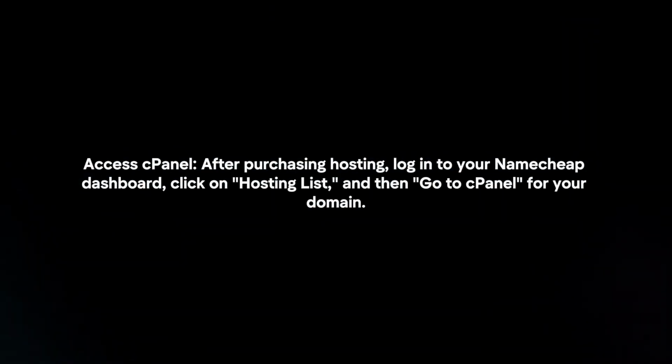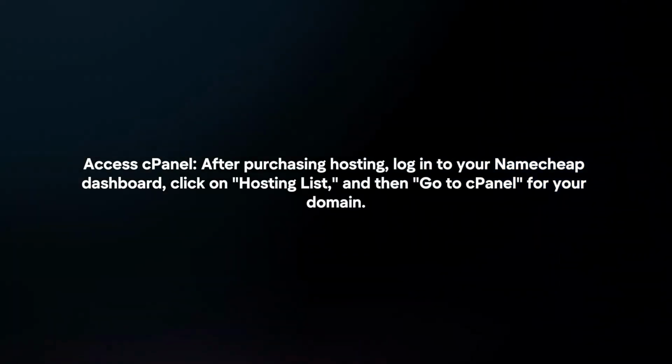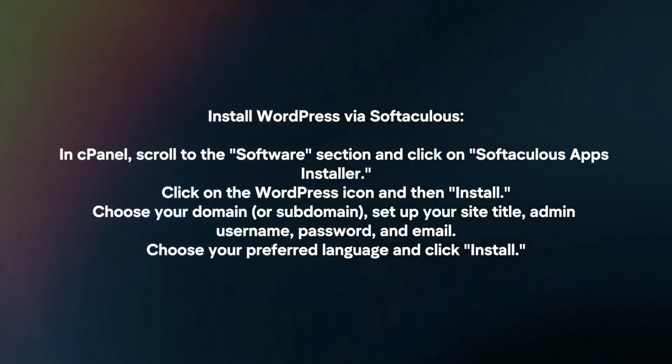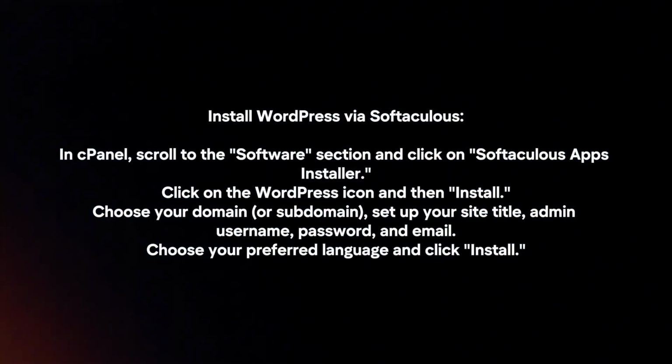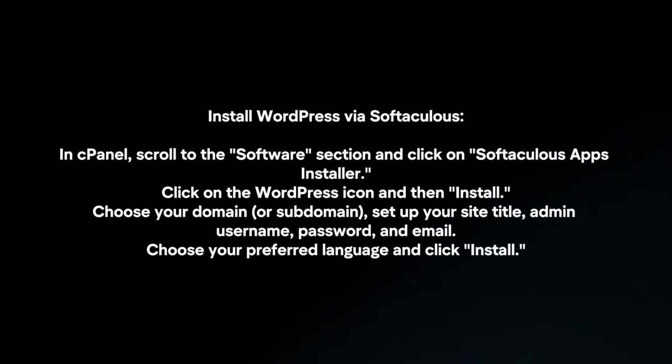Access cPanel. After purchasing hosting, log into your Namecheap dashboard, click on Hosting List, and then go to cPanel for your domain. Install WordPress via Softaculous. In cPanel, scroll to the Software section and click on Softaculous Apps Installer. Click on the WordPress icon and then install.